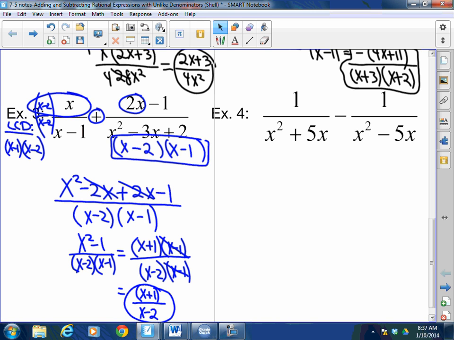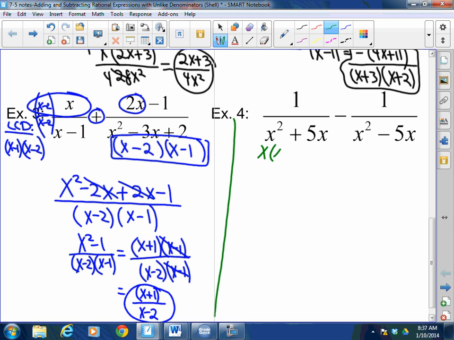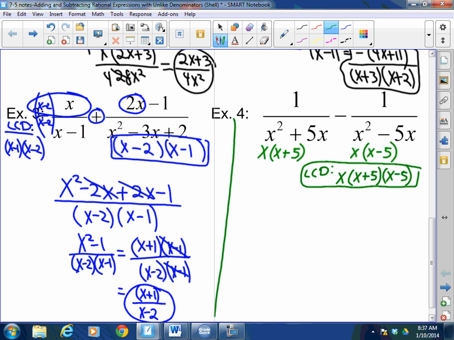Okay. Example 4. They look like they're identical denominators, but they're not. So let's factor them out and find out what the LCD would be. This factors out to become x plus 5. And when I factor out an x from this guy over here, this factors out to be x times x minus 5. So, what's my LCD? An x plus 5, x minus 5. Excellent. That's my LCD. That's what I want everything to look like, right?